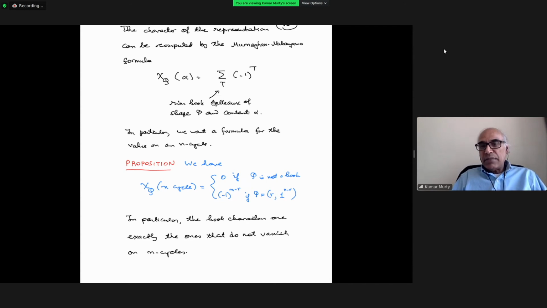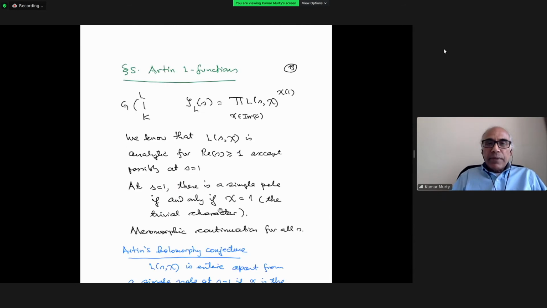It's completely combinatorial. And also another important point for us is that if I'm looking at an n cycle, the only characters that are not 0 on an n cycle are the hook representations, and they take the value plus minus 1. Okay. Okay. Good. Okay. Now let's look at Artin L functions.